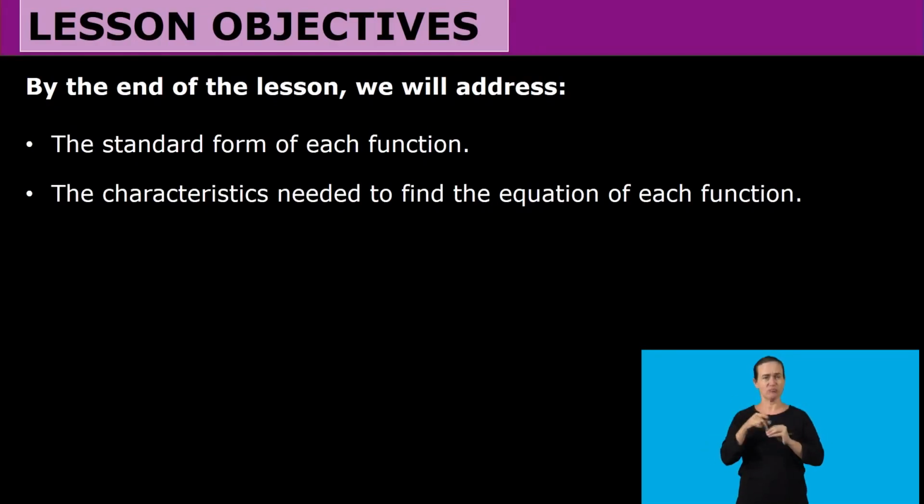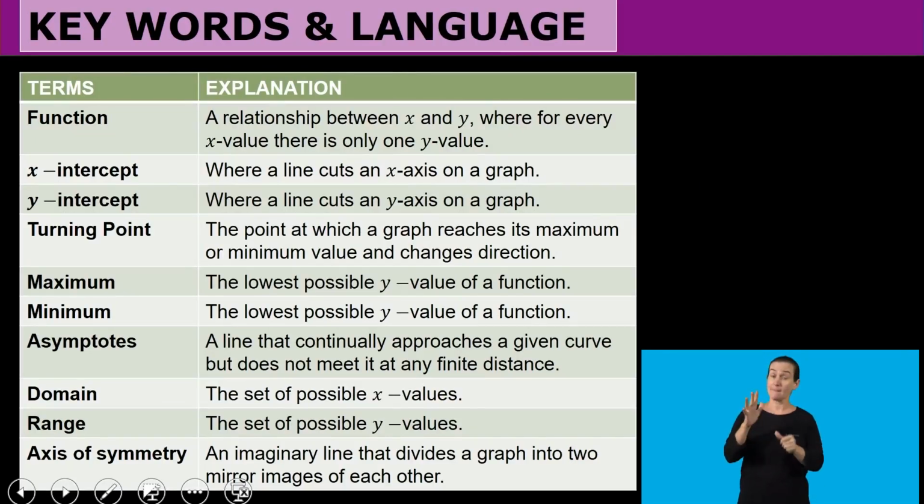By the end of the lesson, we will address the standard form of each function and the characteristics needed to find the equation of each function. Now, looking at the keywords that we are going to be using during this lesson, and of course, these are words that you are also familiar with: function, the x-intercept, the y-intercept, turning point, maximum, minimum, asymptotes, domain, range, and axis of symmetry. So those are words that you are familiar with using, of course.